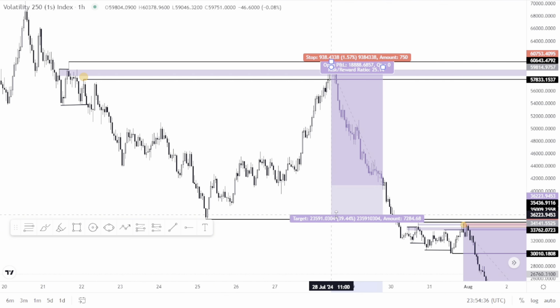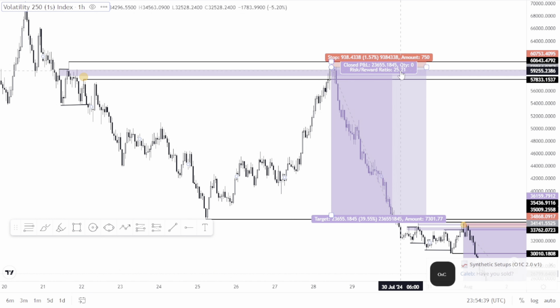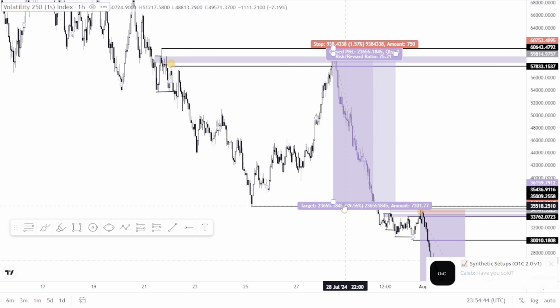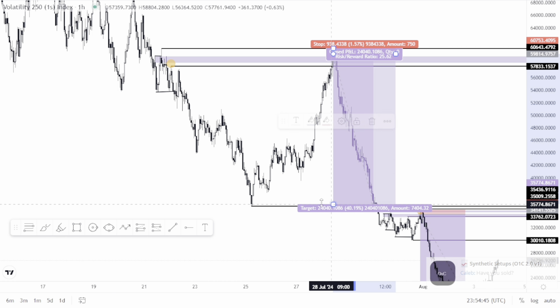Bam. So you see your risk to reward ratio is 25:1. You see how massive the profit would have been, guys. 25:1, that's really, really massive, fam.